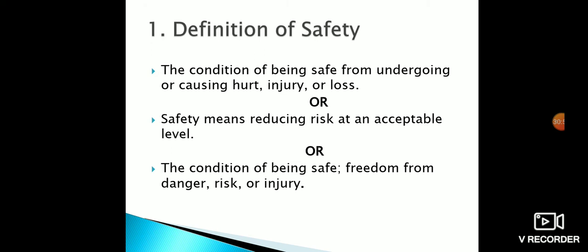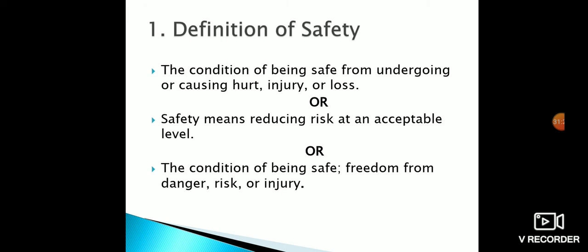Now, here you can see the third definition: the condition of being safe, freedom from danger, risk, injury, loss, hurt. You can also define like this. The condition of being safe means everyone wanted to work in a safe environment. They can reduce risk.